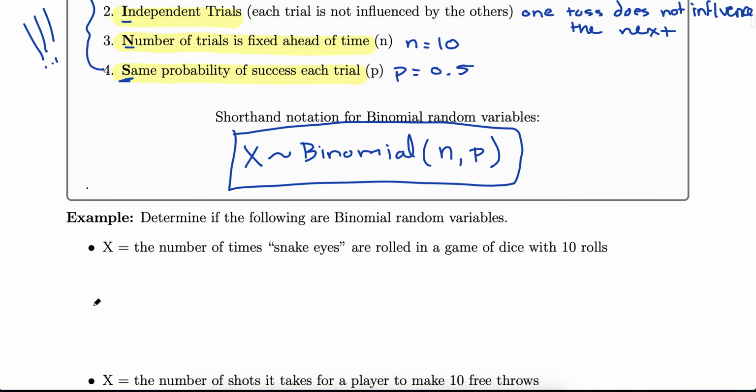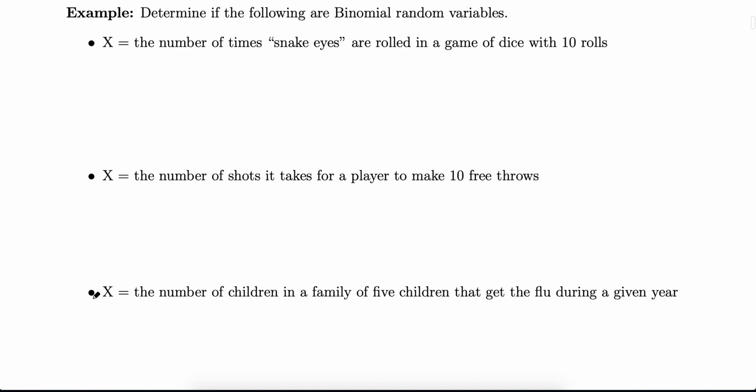So let's check out a few examples verifying if these are binomial or not binomial. So first one here, x, number of times snake eyes are rolled in a game of dice with 10 rolls. So let's write down our acronym, BINS. But that's just our starting point to help us out. Let's write what each thing stands for. B is binary outcomes.